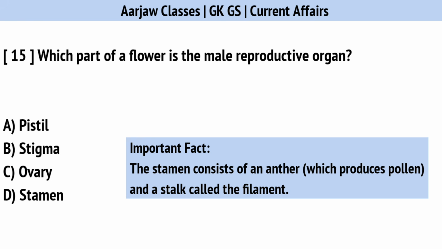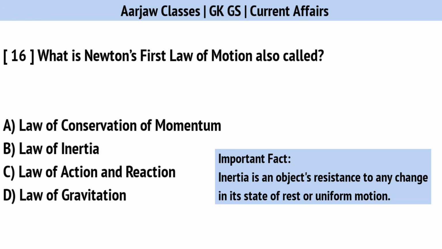Which part of a flower is the male reproductive organ? Correct option is D, stamen. What is Newton's first law of motion also called? Correct option is B, law of inertia.